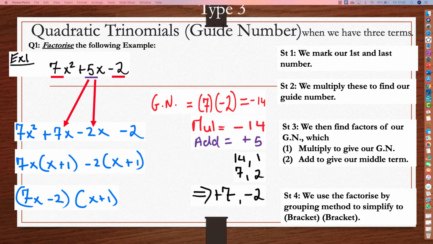Same as here. I replace the 5x with my 7x minus 2x. We're going to move to plus 7 minus 2. We're going to show you how to replace this new number for two different types of x.